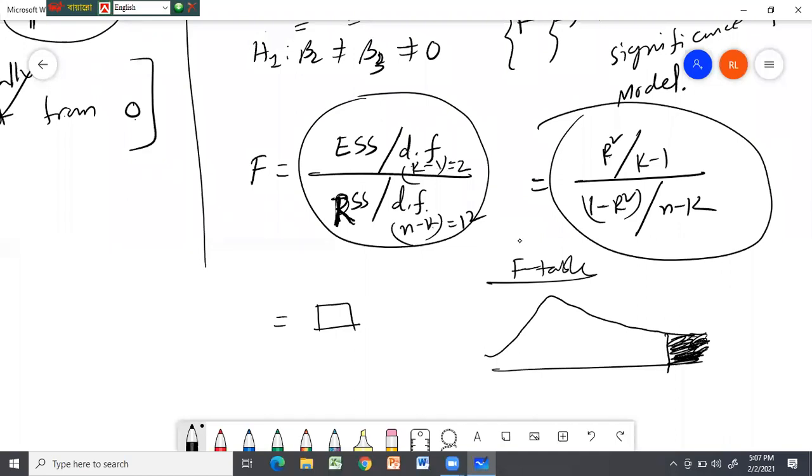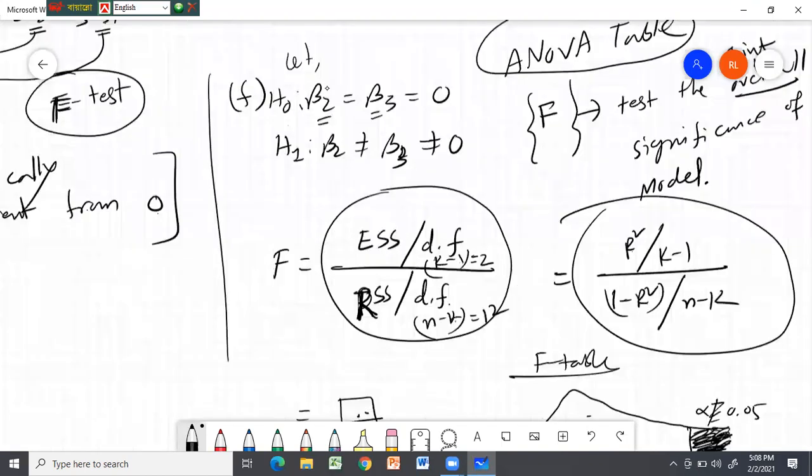Then compare your calculated value with the tabulated value. If your calculated value falls under this white area, you will have to accept the null hypothesis. If your calculated value falls under the significance area, the level of significance area, which is 5%, then you will have to reject your null hypothesis.